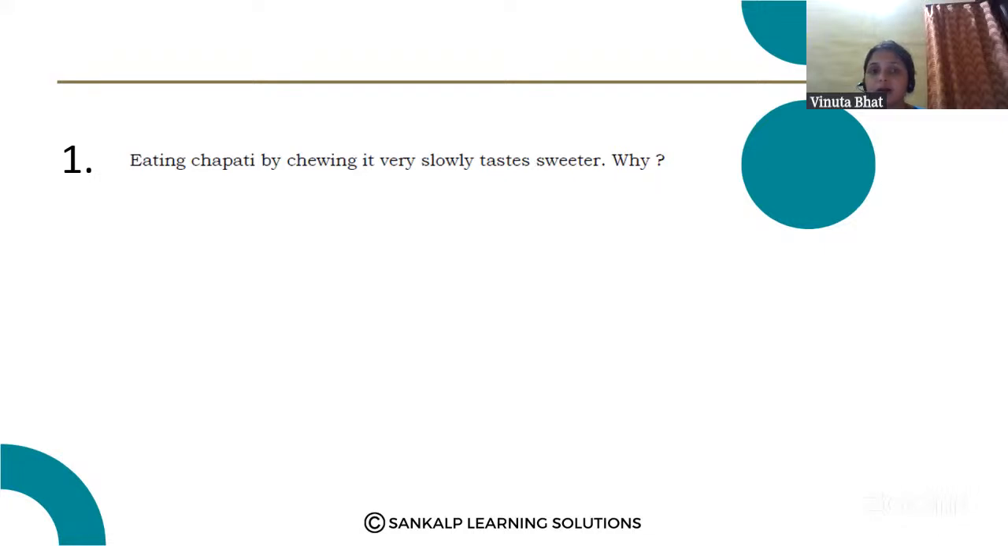Eating chapati by chewing it very slowly tastes sweeter. Why does it taste sweeter? Because in our mouth, you know that there is a specialized enzyme present. In our mouth there is a specialized enzyme that is called salivary amylase.